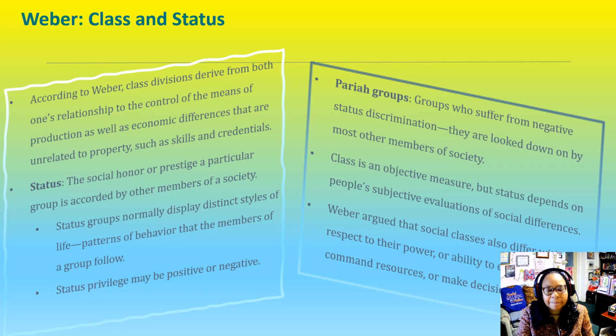Then we have Max Weber, and Max Weber looks at class and status. Now, Weber agrees with Karl Marx to some extent. However, where he differs from Karl Marx is that he feels that it's not just economic resources, but that things such as social class or status also have an impact on how one perceives stratification.